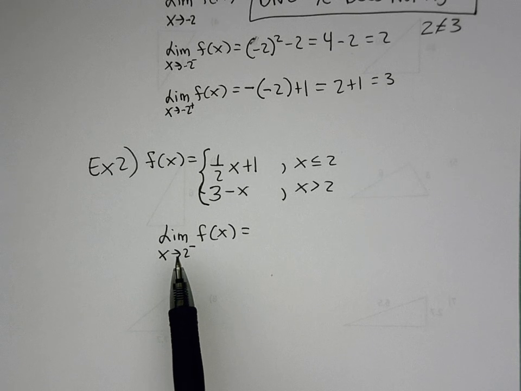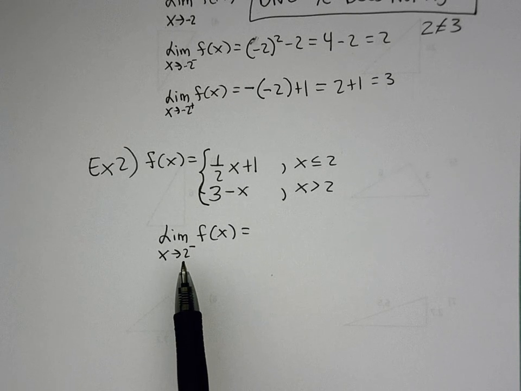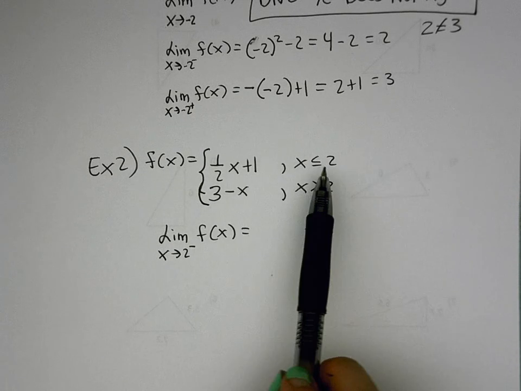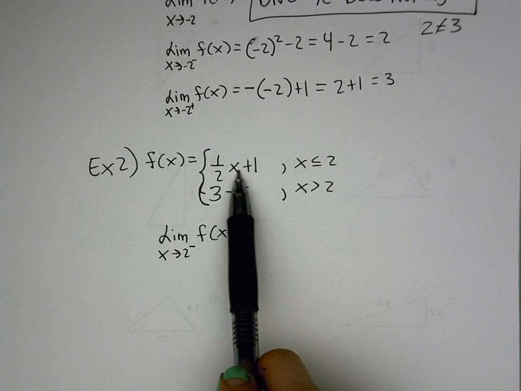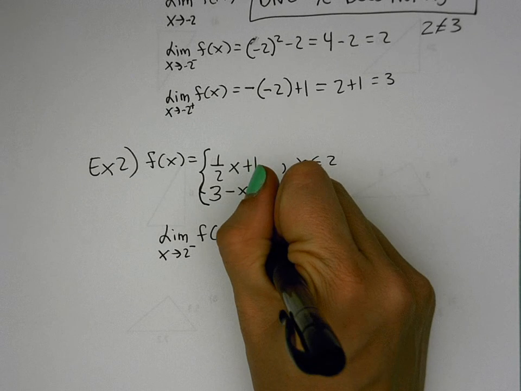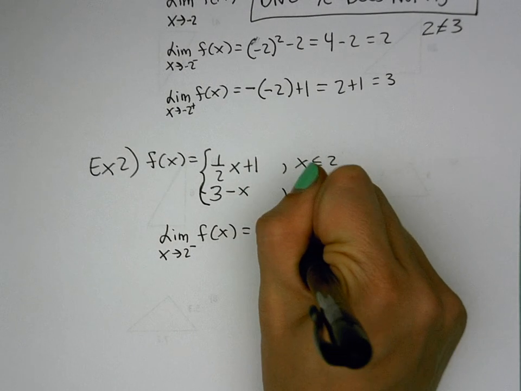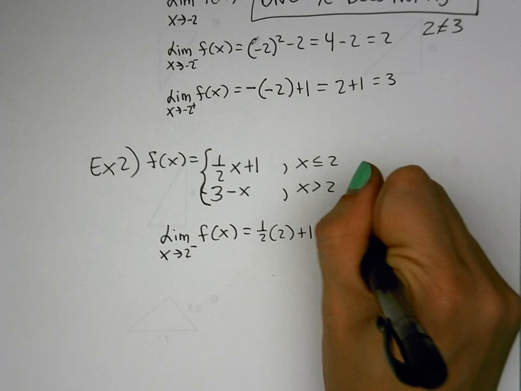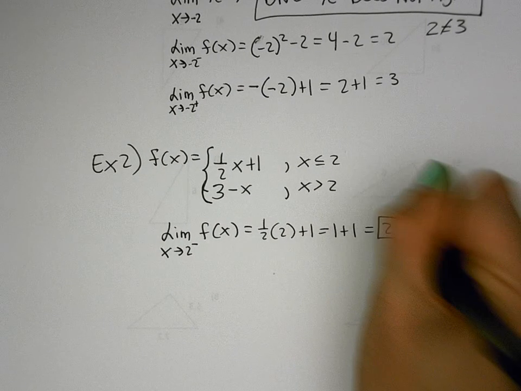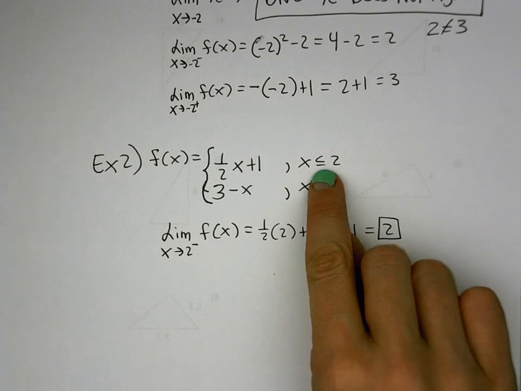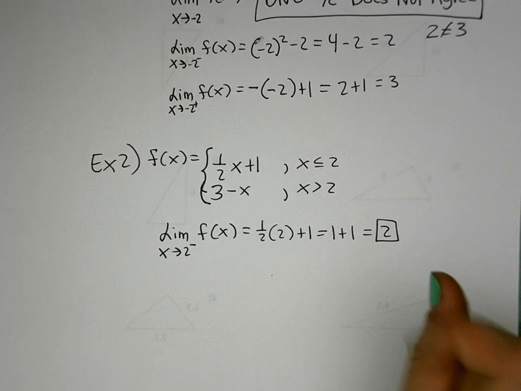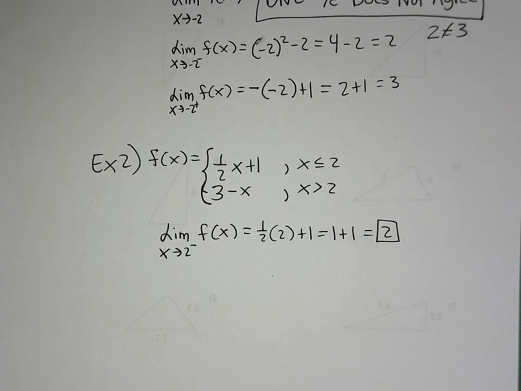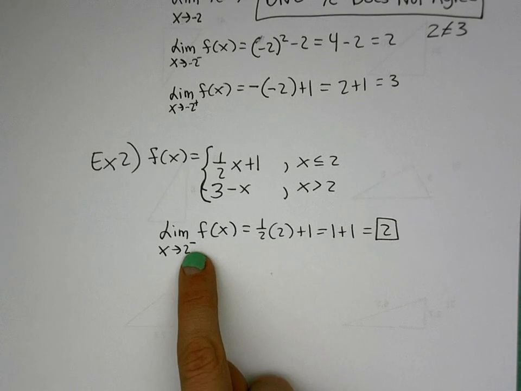1, 0, -1, -2. Where are those? Okay, those are with this top function. So I'm going to go ahead and plug in there. 1/2 times 2 plus 1. 1/2 times 2 is 1, plus 1 is 2, and so my limit is 2. But again, not because we are equals, but because the less than is pointing me to my values left of 2.